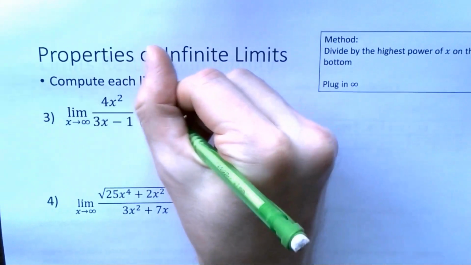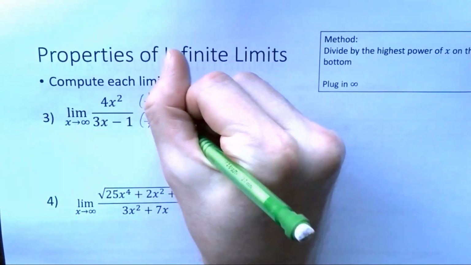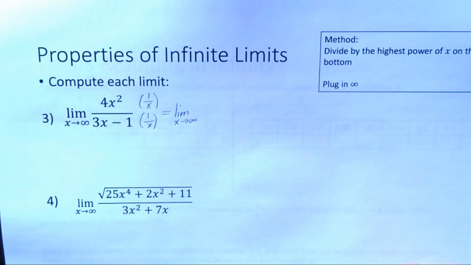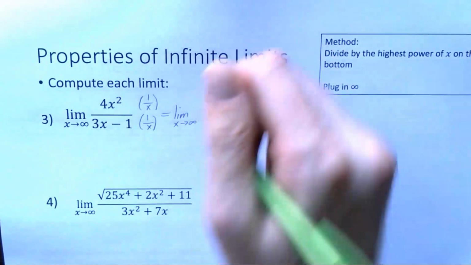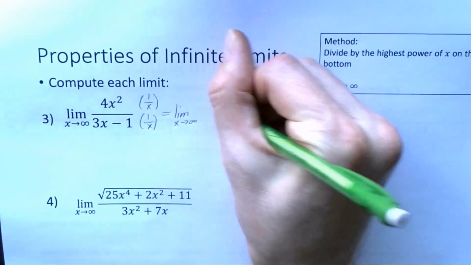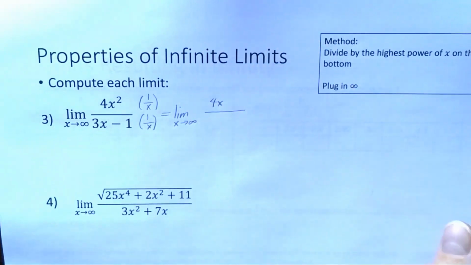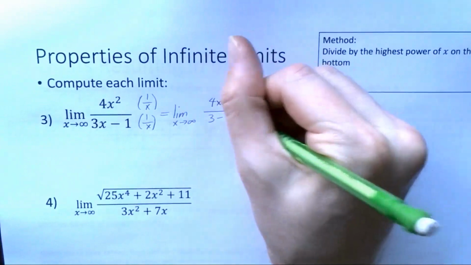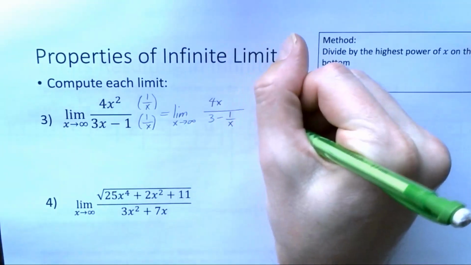So now, the top is going to become 4x squared over x. So one of the two x's in the x squared cancels, and we're left with 4x on the top. Then the bottom is going to become 3 minus 1 over x.